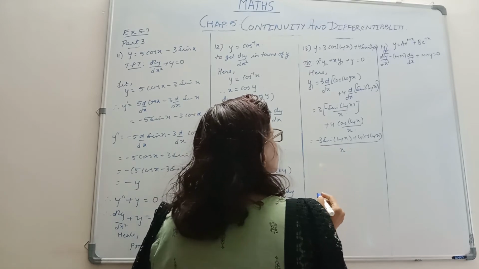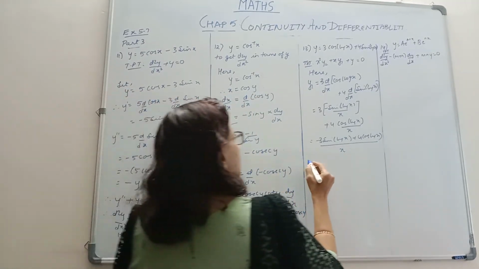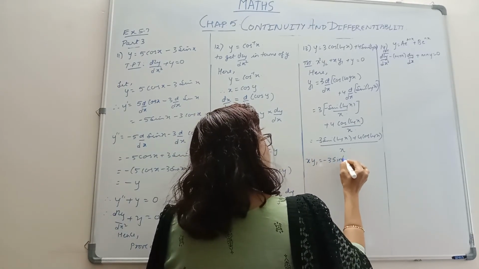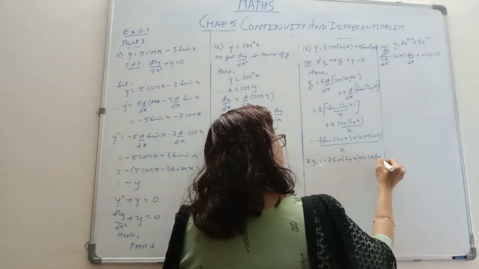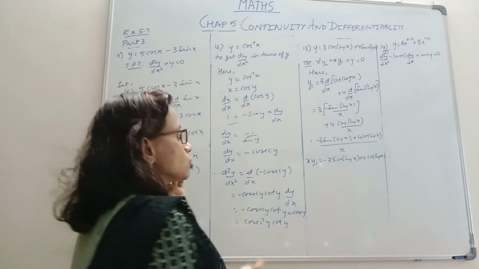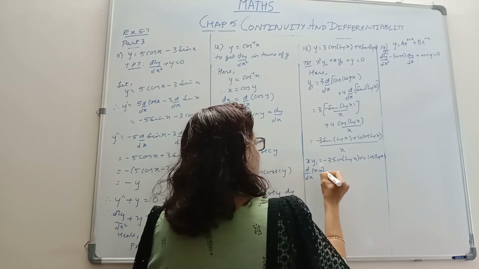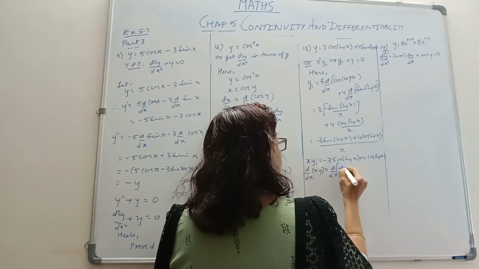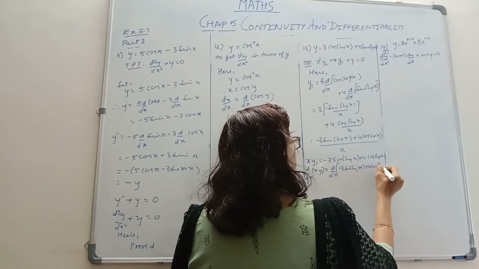Then they are asking us to find x squared y2. Before that, let's take this x to the other side. xy1 is minus 3 sine log x plus 4 cos log x. You can take it the conventional way, but I think here this will work better. We'll take the derivative with respect to x on both sides, so we are doing d by dx of xy1 and d by dx of these terms, minus 3 sine log x plus 4 cos log x.